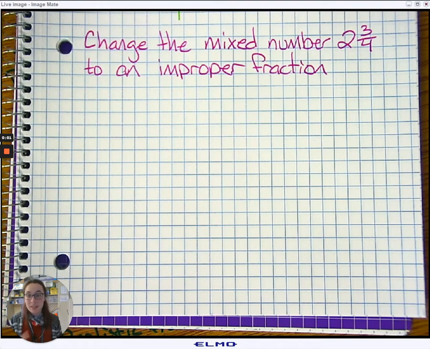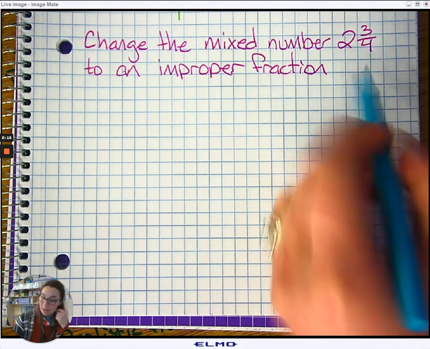This is lesson 3.6, example 2 of 2. We're going backwards now. Last example, we changed an improper fraction into a mixed number. This time we're changing a mixed number into an improper fraction. So we have the mixed number here.